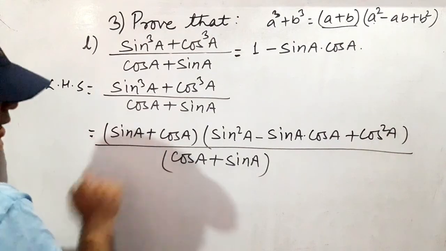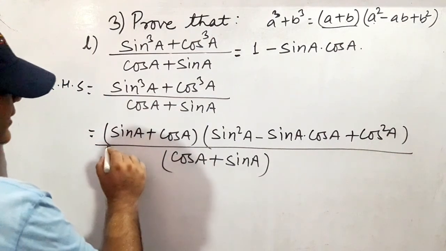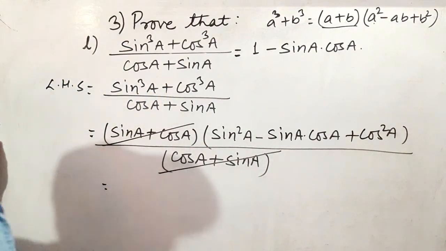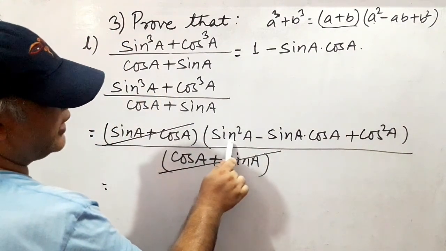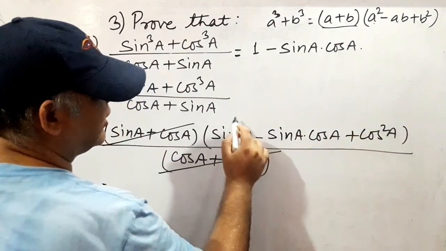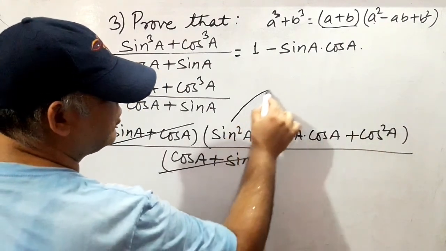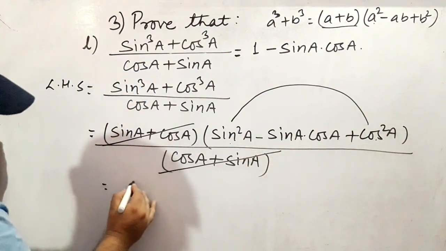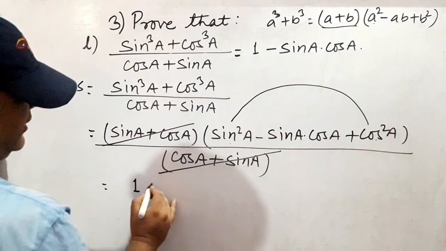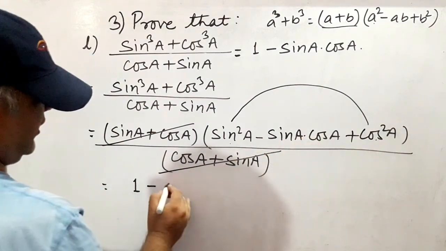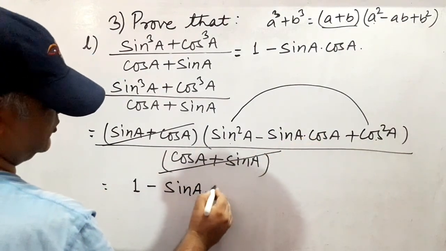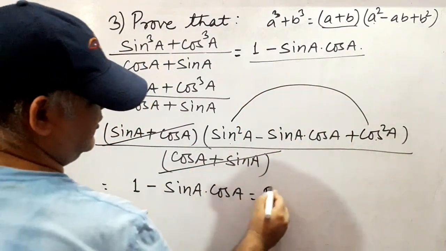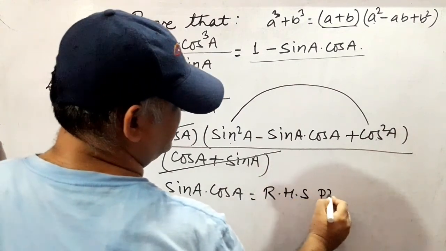Sin A plus cos A plus sin A, they are the same, so they get cancelled. We have here sin square A plus cos square A. Let's combine the sin square A with cos square A. Sin square A plus cos square A, which is equal to 1 minus sin A into cos A, which is our right hand side. That is RHS proved.